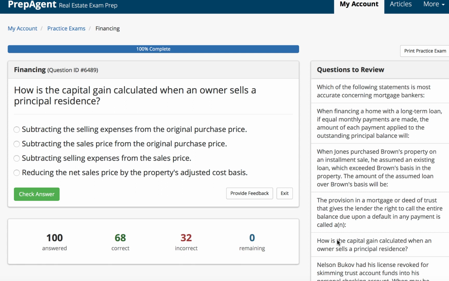How is capital gain calculated when an owner sells a principal residence? Subtracting the selling expenses from the original purchase price, subtracting the sale price, subtracting selling expenses, reducing the net sale price by the property adjusted cost basis. That would be reducing the net sales price by the property adjusted cost basis.